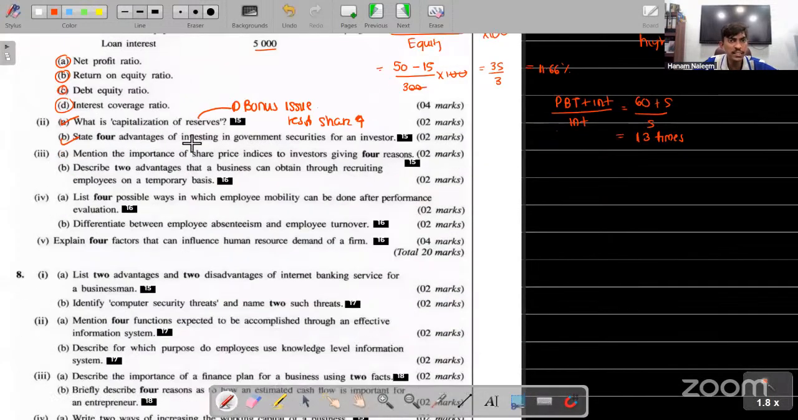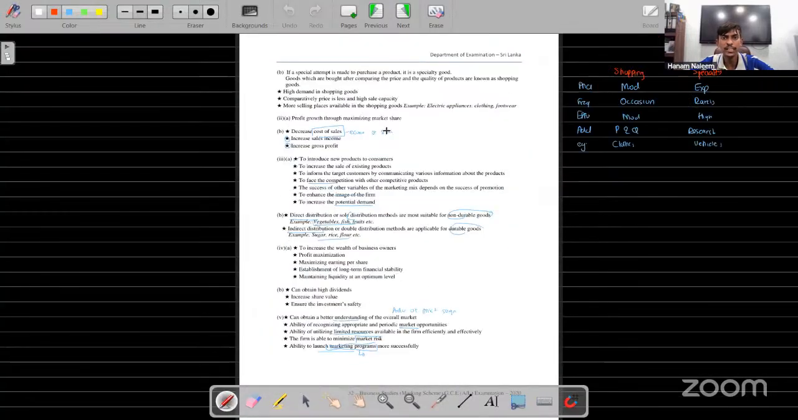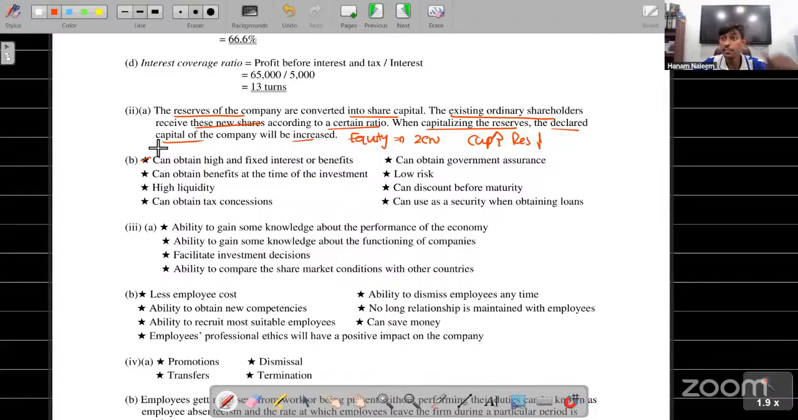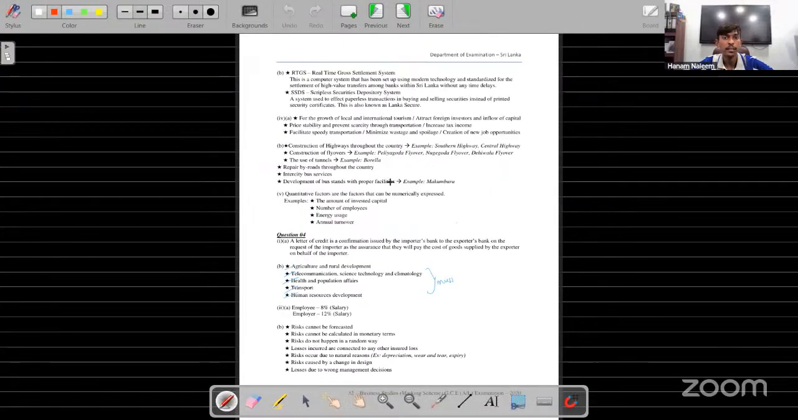State four advantages of investing in government securities for an investor. That means if you invest in these treasury bills and treasury bonds, what are the advantages you get? Okay, so you can just write some advantages. You can get a high interest, and also those interests are fixed, very low risk because the government is there, and high liquidity. Okay, you can sell that and convert it to money. And sometimes you get a tax benefit because you are investing in the government. Okay, and also you can get a government guarantee, a discount. You can sell those securities even before the maturity also.